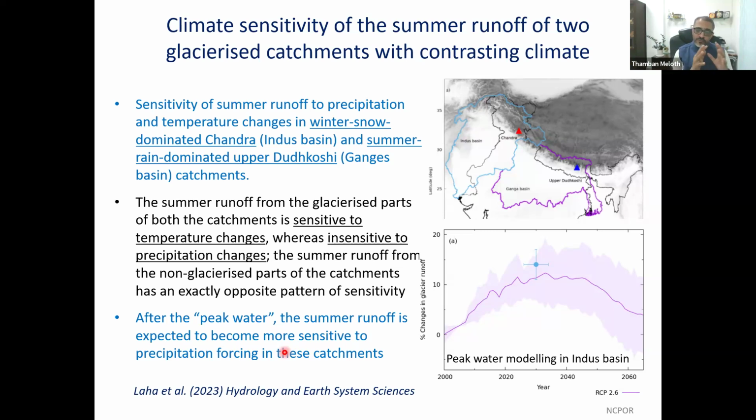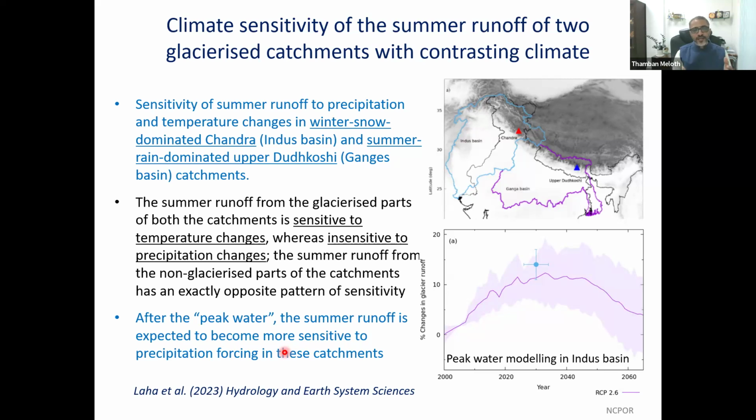The one thing which is very clearly identified, using the VIC model calibrated with the data from both basins, is that the summer runoff from the glaciarized parts of both catchments is more sensitive to temperature changes, whereas it's relatively insensitive to precipitation changes. However, in the case of the non-glaciarized parts of these basins, it's the other way around. The summer runoff is more sensitive to precipitation and less sensitive to temperature changes.